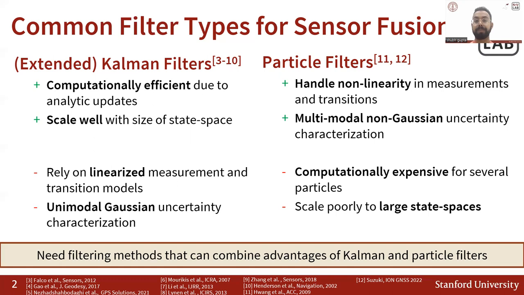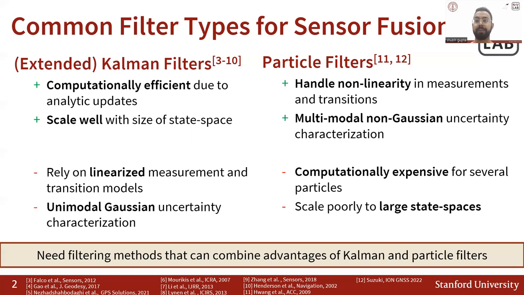On the other hand, particle filters can handle the nonlinearity in measurements and transitions, as well as characterize a multimodal and non-Gaussian uncertainty. However, particle filters are computationally expensive to run, especially when the number of particles is high, and scale poorly to large state spaces, which is usually a requirement in most real-world applications. So there is a need for filtering methods that can combine the advantages of both Kalman and particle filters.